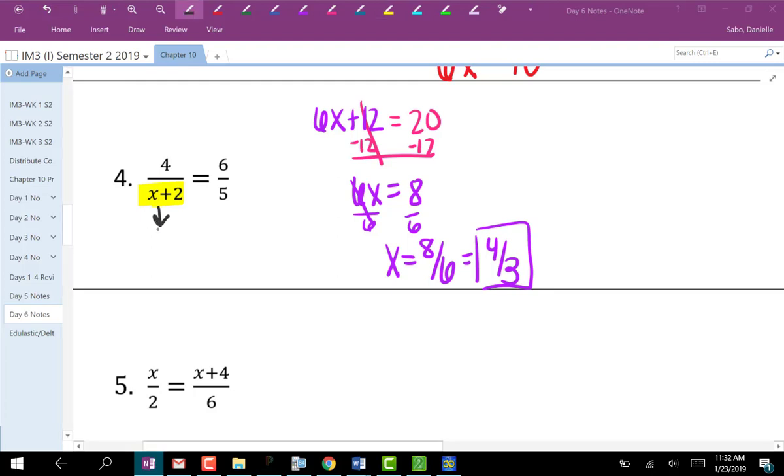Negative 2. Okay, so you also have to, I'm going to put EV here for excluded values. You have to do that. What makes the bottom equal to 0? So technically you'd be doing x plus 2 is equal to 0 and subtracting 2. So x cannot be negative 2. And you guys were good at that last semester.